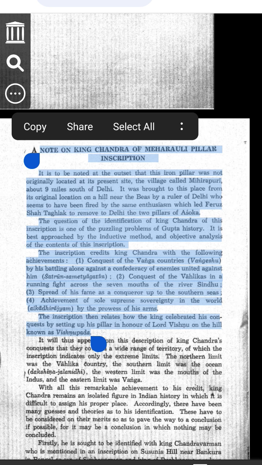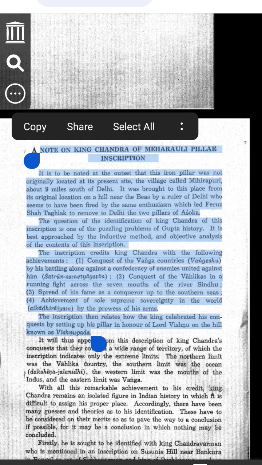2. Conquest of Valhika, Punjab region, a chase across the Sindhu River. Valhika was in the northwest, modern Punjab or Afghanistan region. Chandra's army chased the enemy across the Sindhu River, Indus River, which has 7 branches. This means the war was fast-moving, like a running fight. Example: imagine a warrior chasing his enemies over a big river and defeating them one by one.